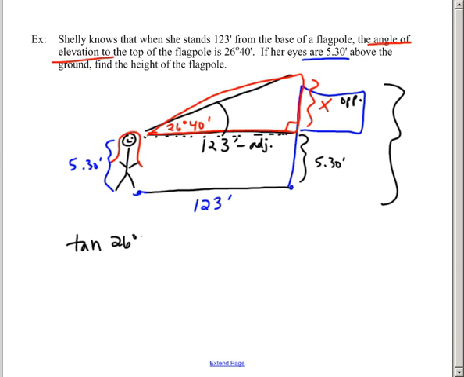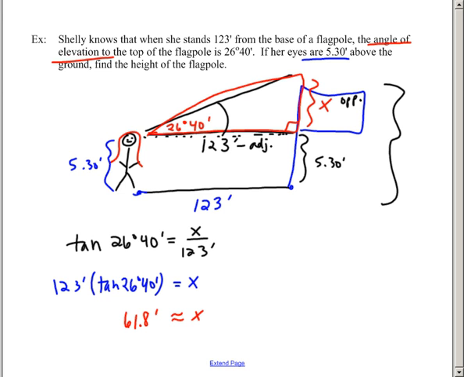Tangent of 26 degrees and 40 minutes should be equal to the opposite, which we're looking for, over the adjacent. So altogether, x is going to be 123 feet times the tangent of 26 degrees and 40 minutes. That's going to be an approximate distance, but we can find that without any trouble. It is showing in the textbook that that amount is 61.8 feet. Now, that is this distance, and of course this is not drawn to scale.